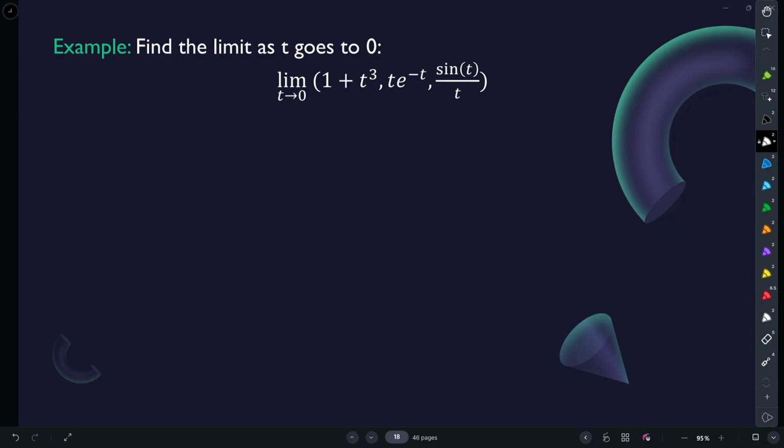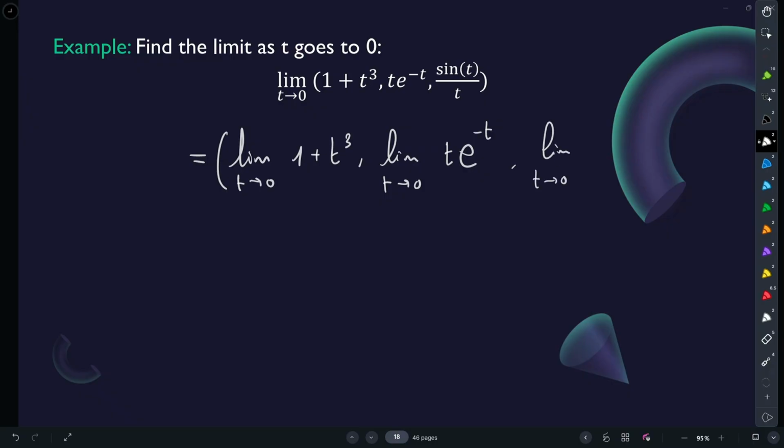So how would you compute the limit as t goes to 0 of this? You just bring the limit inside of each one of the coordinates. So we have to compute 3 limits: the limit of 1 plus t cubed, the limit as t goes to 0 of t e to the minus t, and the limit as t goes to 0 of sine t over t. Let's see. What is the limit of 1 plus t cubed as t goes to 0? 1. It is a continuous function, and the value of the limit matches the value of the function.